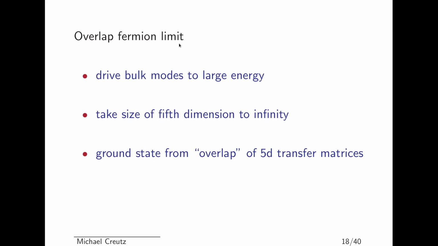The overlap is basically a limit of that theory. You drive the bulk modes to a very large energy. You take the size of the 5th dimension to be very large. And it's called overlap because you can think of it as being an overlap of 5-dimensional transfer matrices. Effectively, it's a 5-dimensional transfer matrix between Wilson fermions with positive mass and Wilson fermions with negative mass.